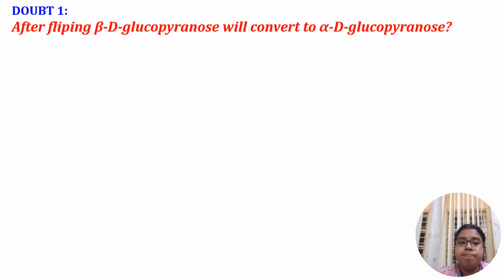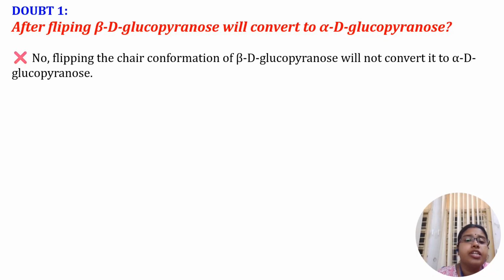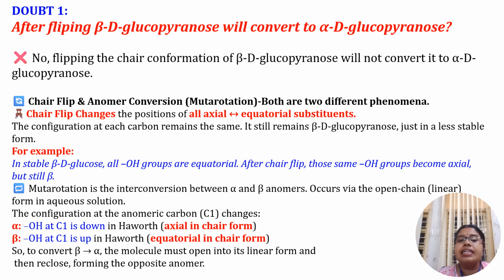So for this chair flip, confusion happens. First, the doubt: after flipping, will beta D-glucopyranose convert to alpha D-glucopyranose? The answer is absolutely not. Because with the flipping of the chair conformation, beta D-glucopyranose will not convert to alpha D-glucopyranose. Beta and alpha are anomeric forms. If there is only a change in the C1 hydroxyl and H group, then we can consider it an anomer. But in chair flipping, all the axial groups become equatorial and all the equatorial become axial. So there is no anomeric change.